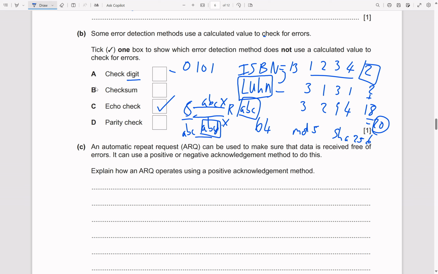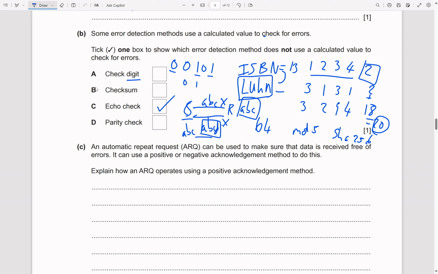Well, we just count how many ones there are. So in this case, there's 2 ones. And if we're using even parity, we want to make sure that the total number of ones is even. So in that case, we would keep it at 0, because we have 2 ones, which are going to be even.